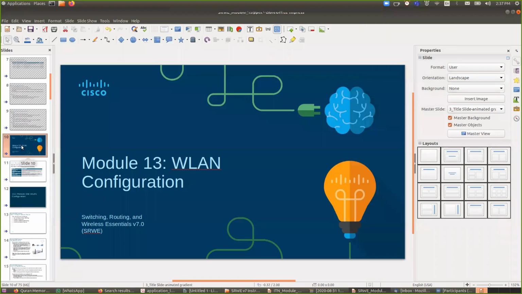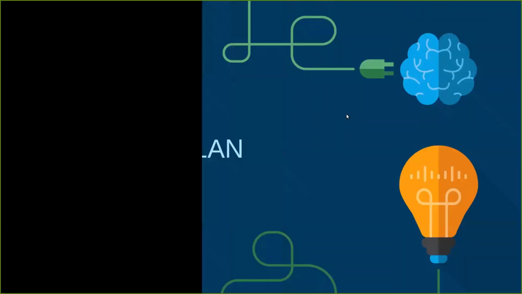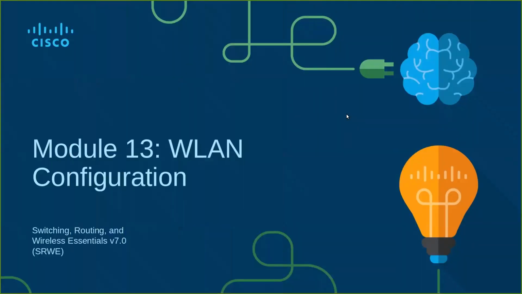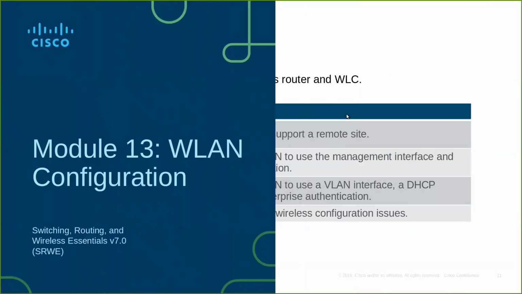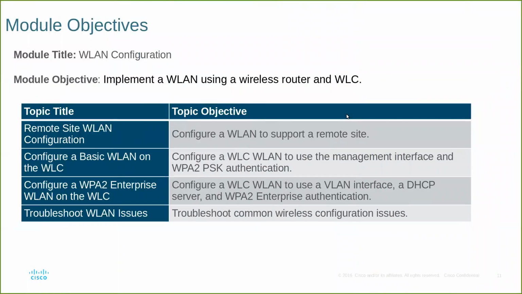Right, today we're going to talk about wireless LAN configurations. How do you configure a wireless local area network? The last time we talked about it in theory. So these are the expected topics: the remote site wireless LAN configuration, configuring a basic wireless LAN on the wireless controller, and then you also configure the security and troubleshoot wireless LAN issues.